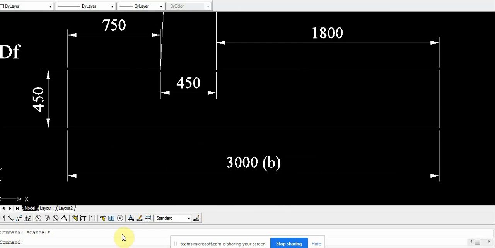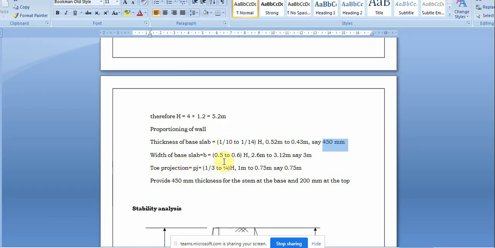B for the base is equal to 0.5 to 0.6 times H, where H is 5.2. So 5.2 into 0.5 we get 2.6 meters, and 5.2 into 0.6 we get 3.2 meters. So the width of the base slab should be well within this range. So we are taking 3 meters as the width of the base slab.